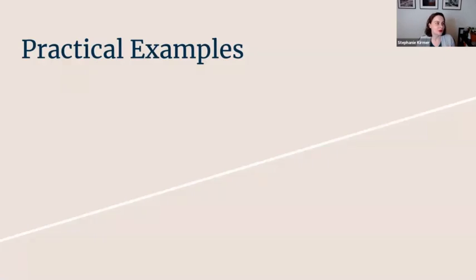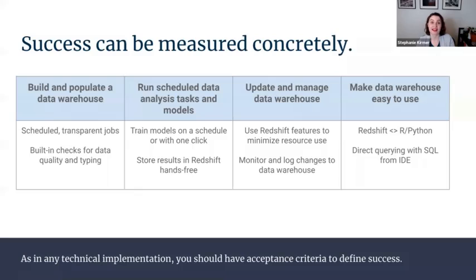So I'm going to give you a couple of quick practical examples. We're running close to the end of time, so I'll make sure we get a couple of these in, and then you'll be able to ask me questions after, on Twitter or online, if you're so inclined. This is an overview of what we're going to talk about: data warehouse population, scheduling tasks for data analysis and modeling, and then managing and updating your data warehouse, including making sure that end users can get a hold of it.